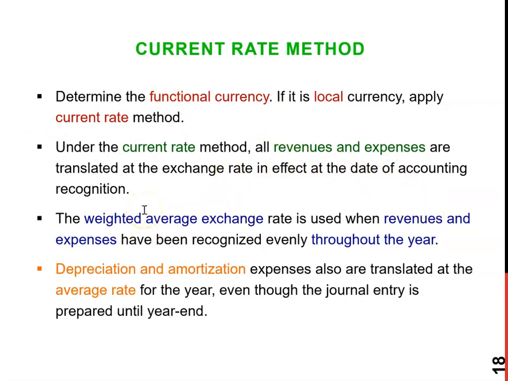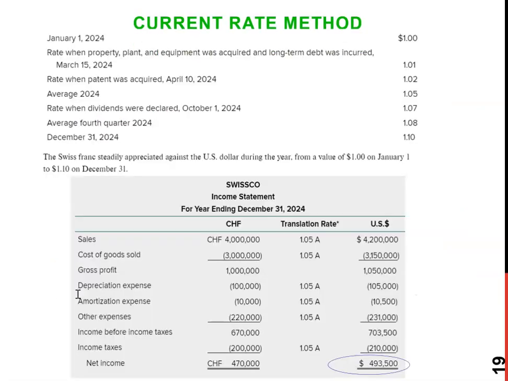We use the average rate, and the assumption is that it is evenly occurred throughout the year. Even for depreciation and amortization under the current rate method, we use the average rates. So the rates are given.